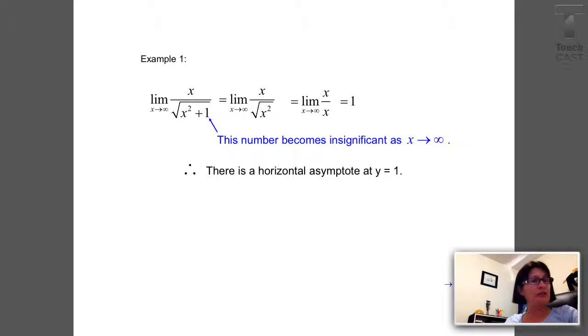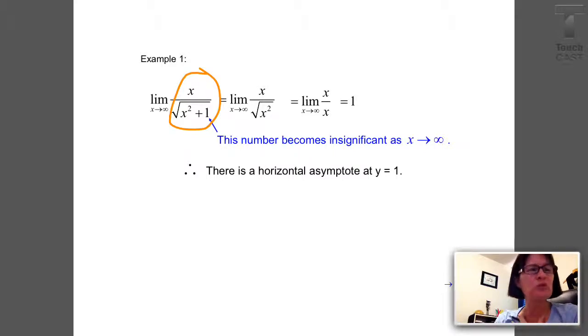Now some functions actually have two different horizontal asymptotes, one that they approach as x goes toward positive infinity, and one they approach as x goes toward negative infinity. So let's check out this example. You might want to graph it on your calculator too, this function, to see what it looks like for a function to have two different horizontal asymptotes.